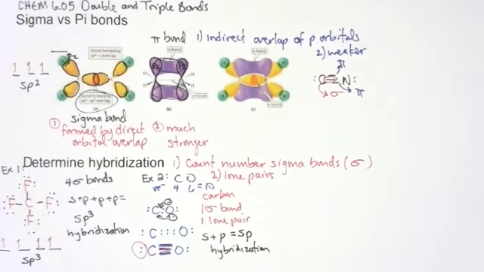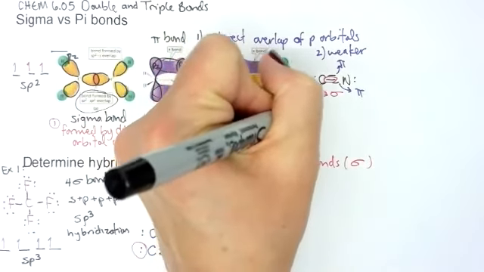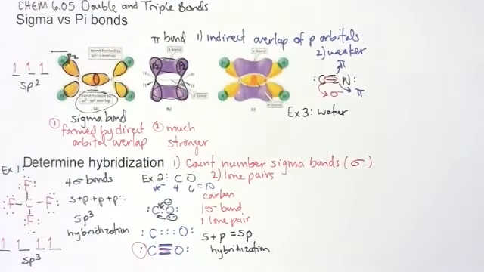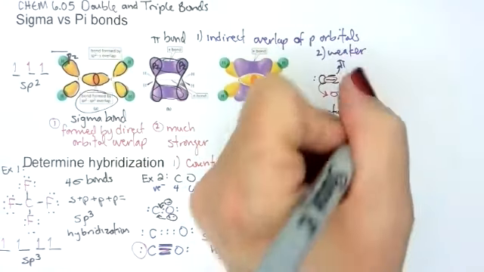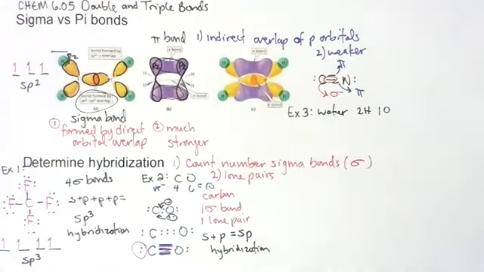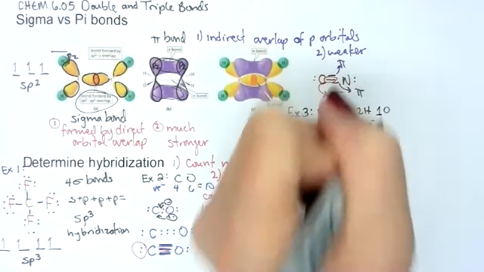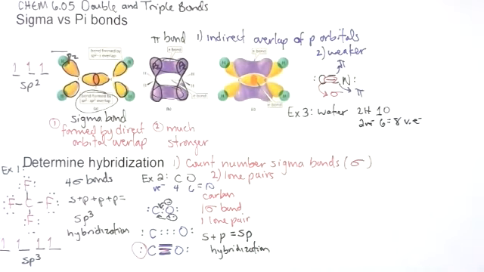And let's do a couple more. So let's do example 3. I'm going to put it up here. Let's do water. Hopefully you know the formula for water is H2O. So I've got 2 hydrogen and 1 oxygen. Hydrogen each has 1 electron, so I'm going to have a total of 2 valence electrons here. Oxygen has 6, so I need a total of 8 valence electrons.